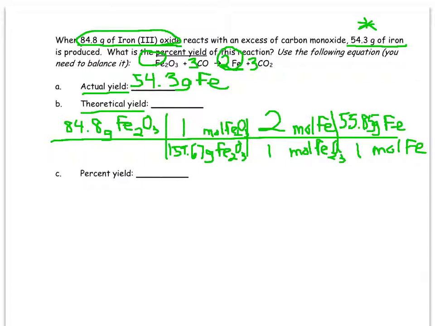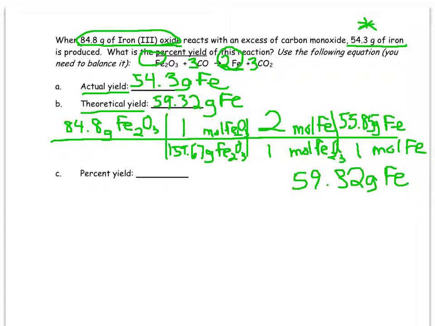Now mathematically, you're going to do 84.8 times 2 times 55.85. Hit equals, then divide by 159.67 grams. And that will give us our final answer for our theoretical yield, which is 59.32. And that's grams of iron. So this is our theoretical yield, 59.32. Your theoretical yield is what you technically should get when you're doing this experiment or this reaction. That's how much iron you should produce. And then the actual yield is how much a person actually got from doing the lab.